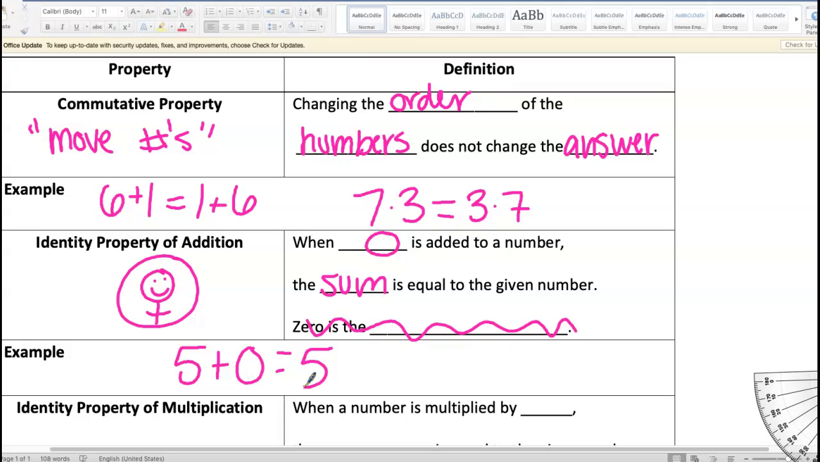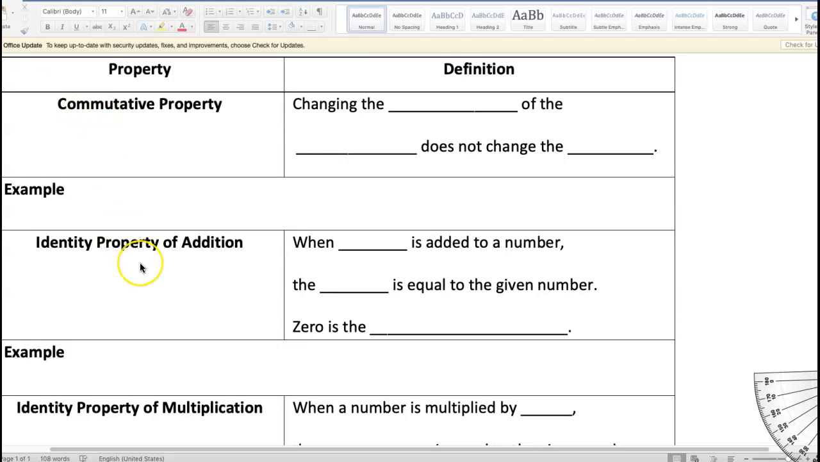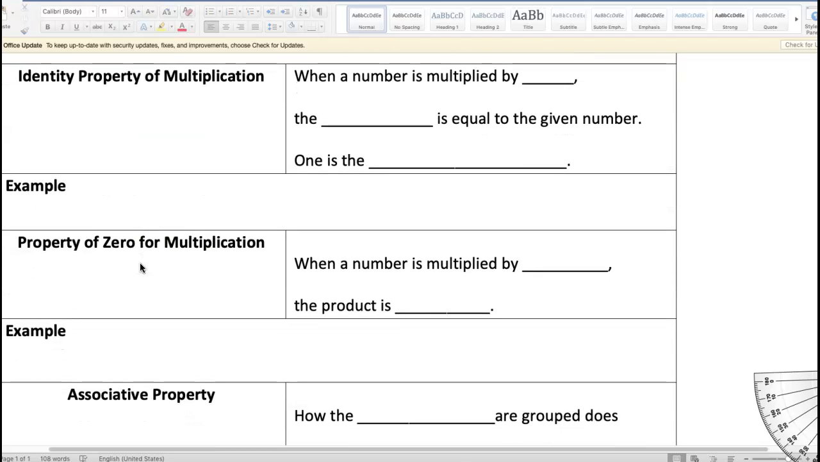The next one is identity property of multiplication. Yes, that specific one only works for addition. Nope, because 5 minus 1 is 4. But it says the property of addition. Okay. Go down to the next one, identity property of multiplication.